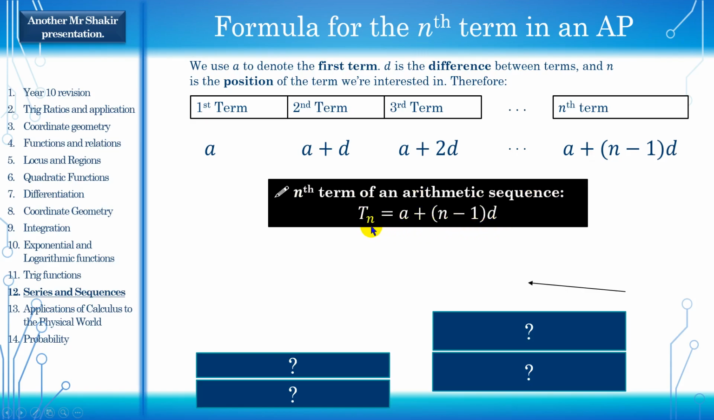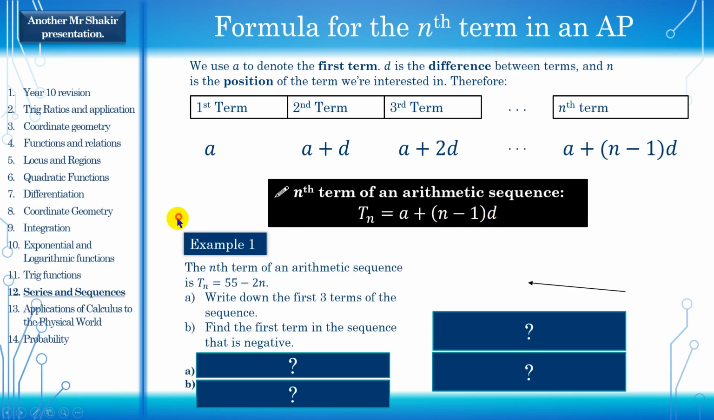So if we wanted to find, for example, the second term, T2, we just substitute 2 for n. So A plus (2 minus 1), which is 1D. A plus D will give you the second term. If you had to find the 100th term, you would say T100 is equal to A plus (100 minus 1)D, 99D, right? So let's look at a few questions.